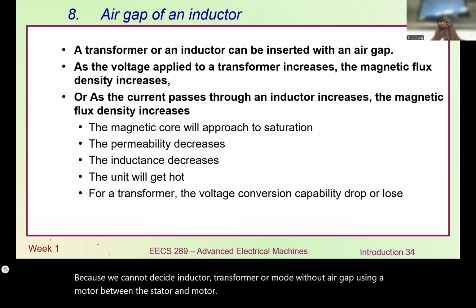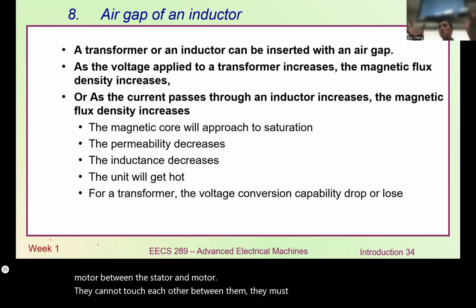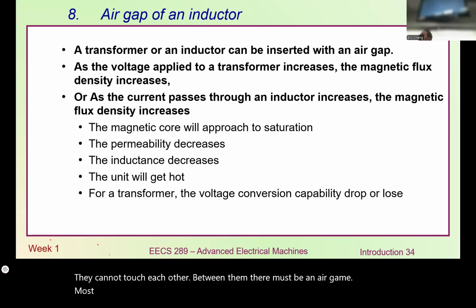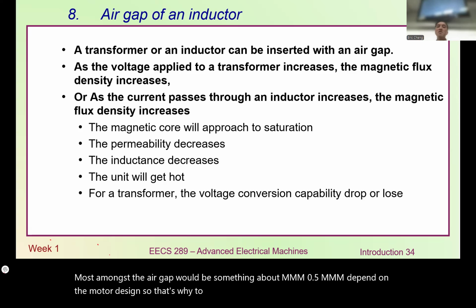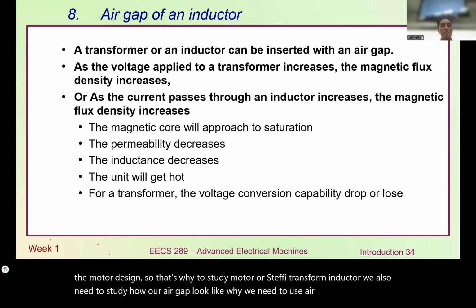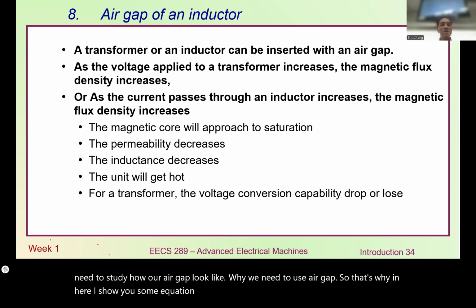they cannot touch each other. Between them, there must be an air gap. For most motors, the air gap will be something like 1 mm, 0.5 mm, depending on the motor design. So that's why to study motors or transformers and inductors, we also need to study what an air gap looks like, why we need to use an air gap. So that's why in here, I show you some equations, what an air gap is.